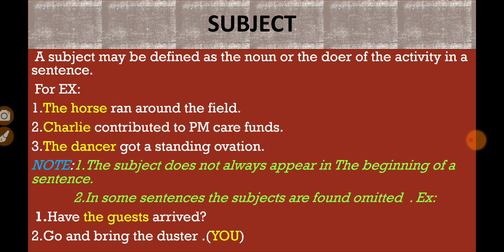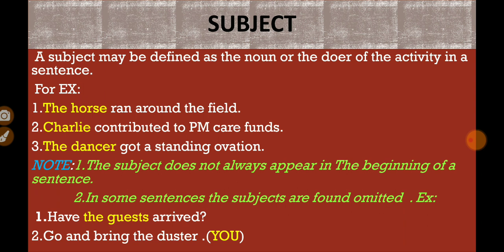Let us come to the second note point. The second note point is very interesting. In some sentences, the subjects are found omitted. Omitted means not mentioned, hidden, not written there at all. How would you find it? Very simple technique. You ask the who question, and you'll get the answer yourself. Let me clarify this with an example for you.